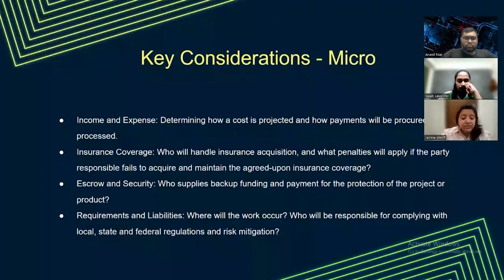Requirements and liability: where will the work occur? Who will be responsible for complying with the laws and risk mitigation? These are areas where you specifically, if required, name people. Who is going to be the main project leader whom you can catch hold of and speak to? And where will the work occur? It may be an agreement where you are executing in India and the work is happening in Russia, right? So you will have to state that this is the place where this work will happen. Those are all very micro points that we are looking into.